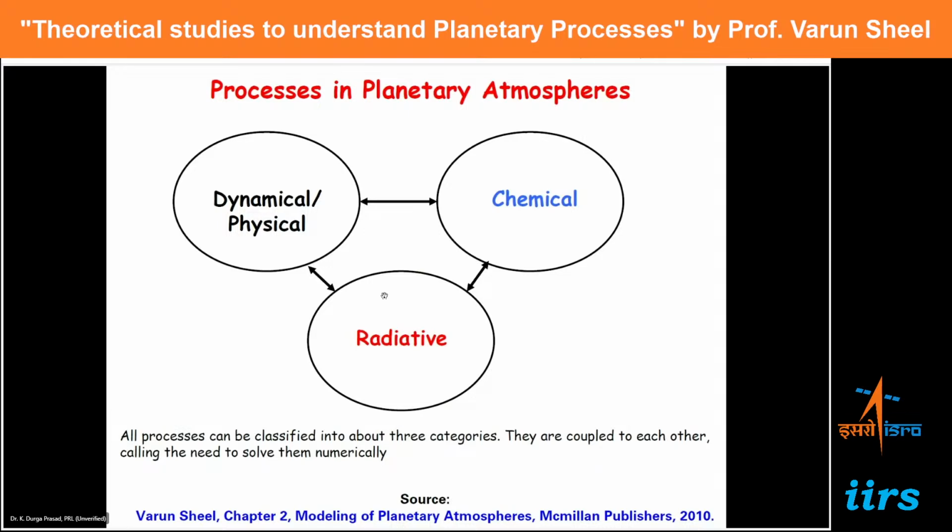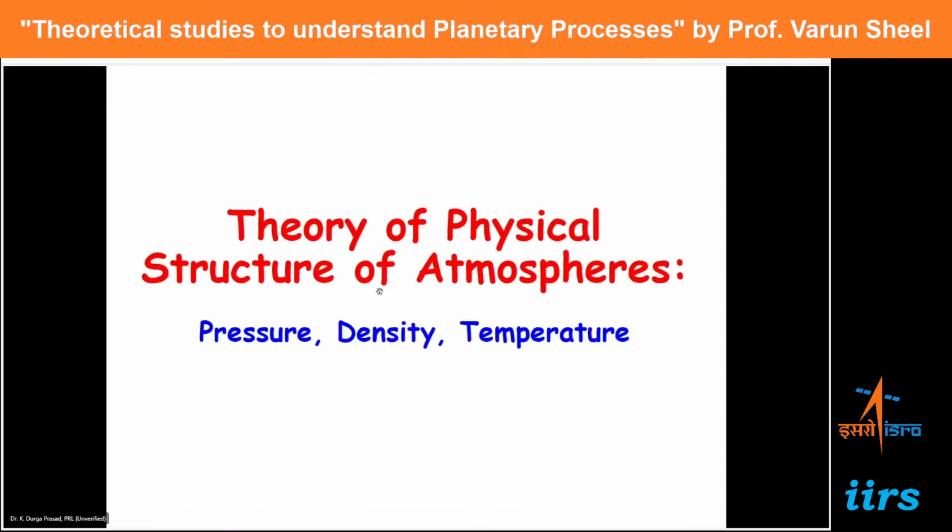If one has to understand or simulate a planetary atmosphere, all these three processes have to be taken collectively and simulated together, to give a complete picture of what is happening in the atmosphere. If we look at the structure of the atmosphere, we basically talk about the physical structure. It is dominated by three basic parameters: the pressure, density, and temperature.